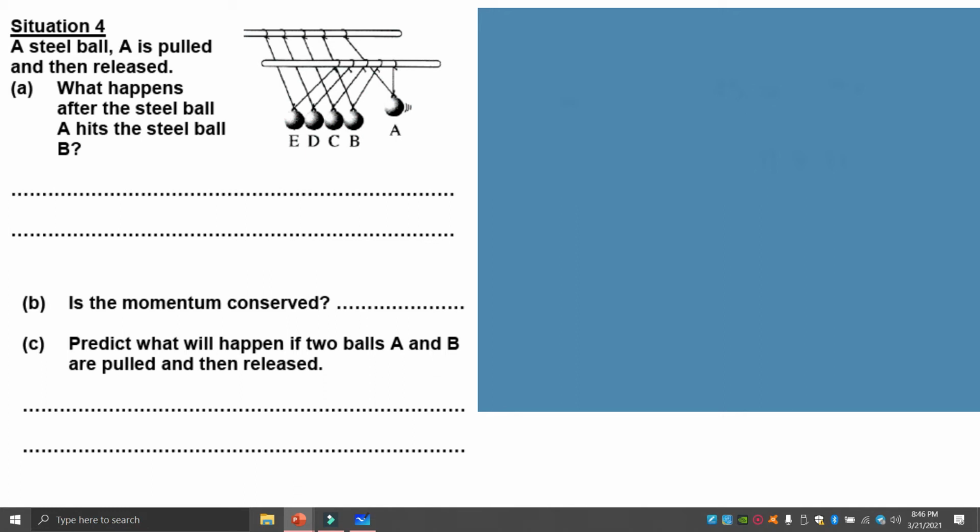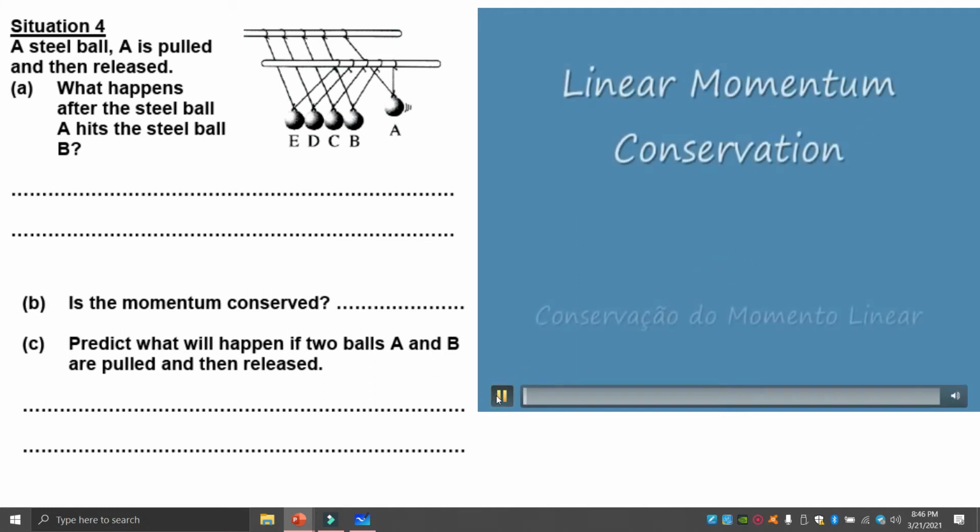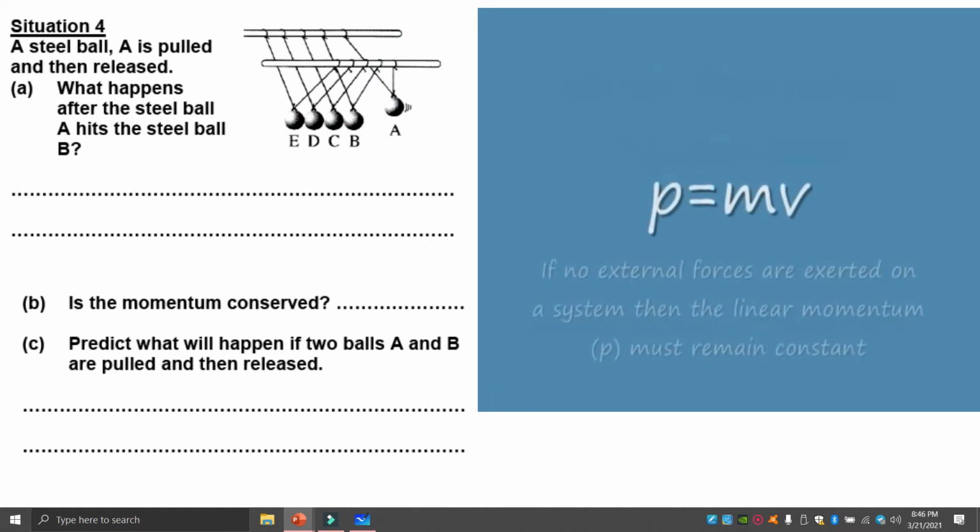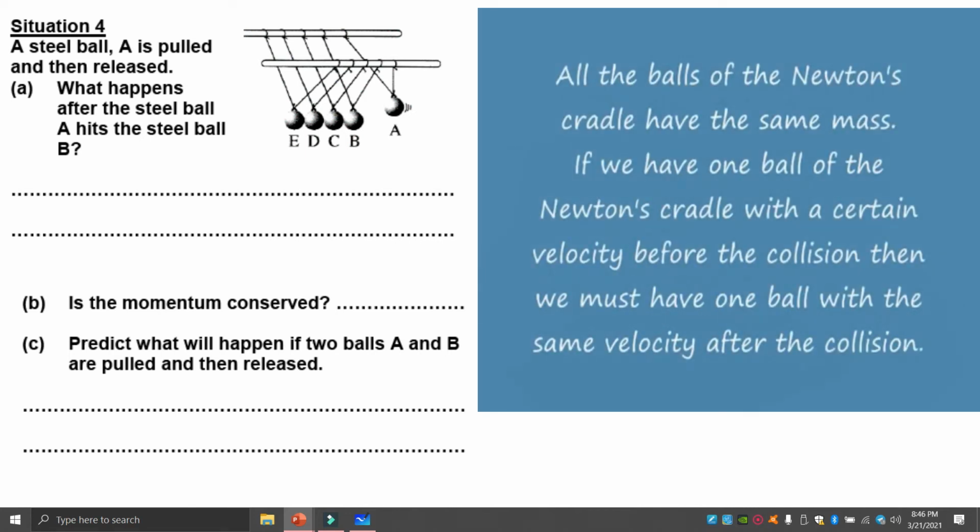Alright, so let's move on to the next one. Okay, this is situation 4. So linear momentum conservation. Okay, this is a Newton's cradle that has the same mass.